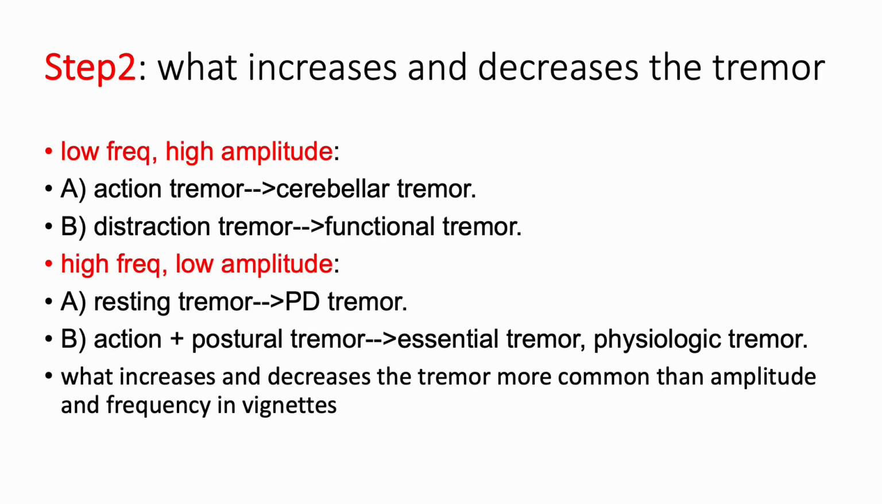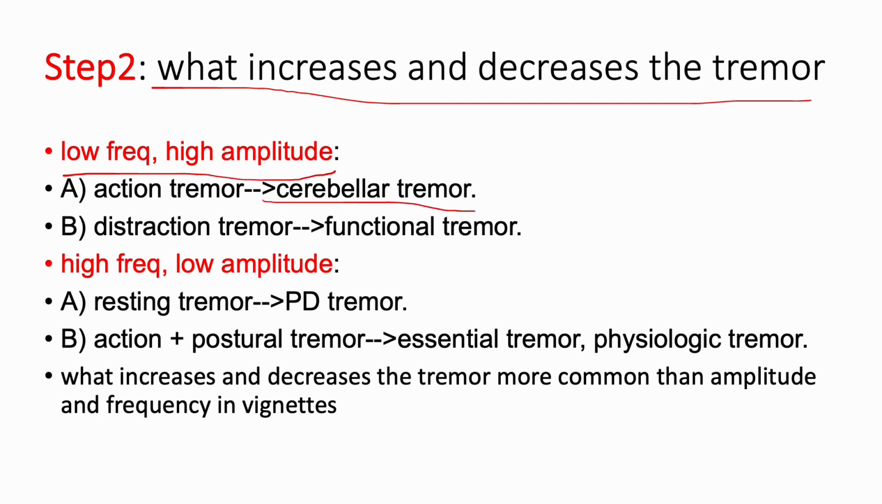So guys, step 2 to differentiate one type of tremor from another is to understand which actions increase or decrease the tremor. In low frequency high amplitude tremor, we said we have the cerebellar tremor and the functional tremor. So if you see in the question stem that they're speaking about action tremor, it is only cerebellar if the frequency is low and the amplitude is high. Whereas if it's a distraction tremor in the question stem, in that case you have to identify it as functional tremor.